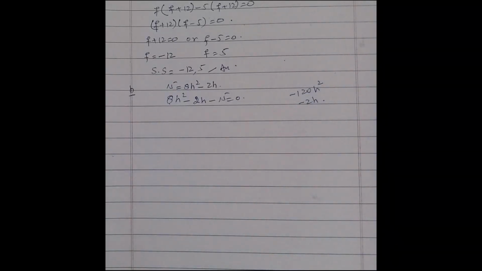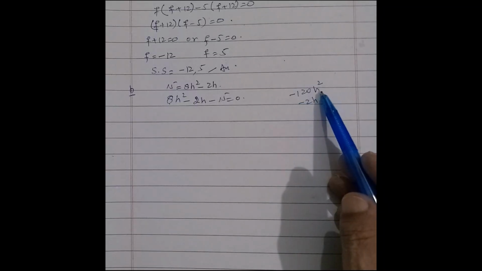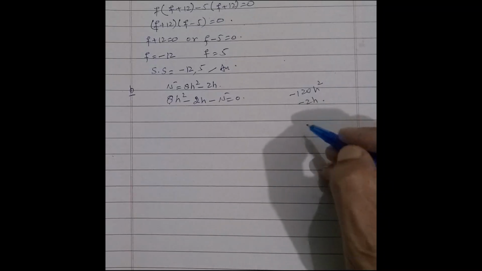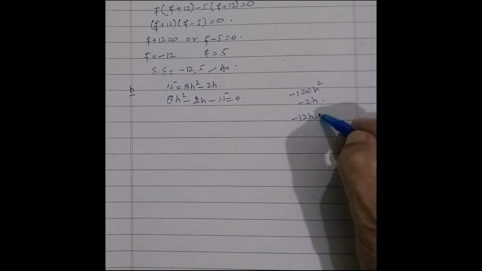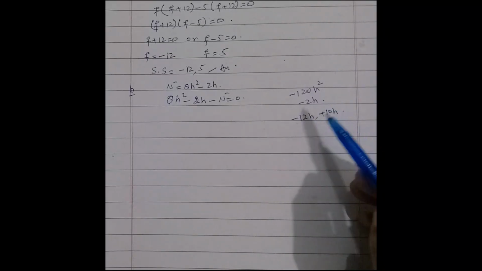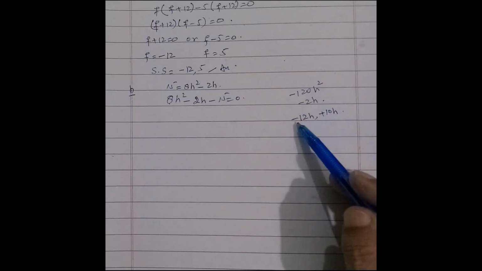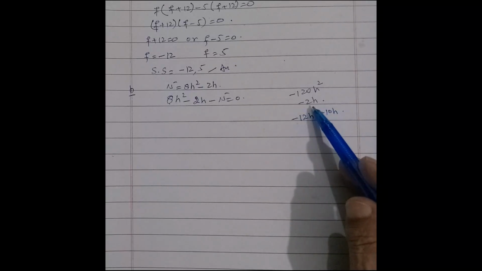Now we find the two values whose product is minus 120 h square, and when we add them, it is minus 2h. The values are minus 12h and plus 10h. Multiplying minus 12 by 10 gives minus 120 h square, and when we add minus 12 plus 10, we get minus 2.